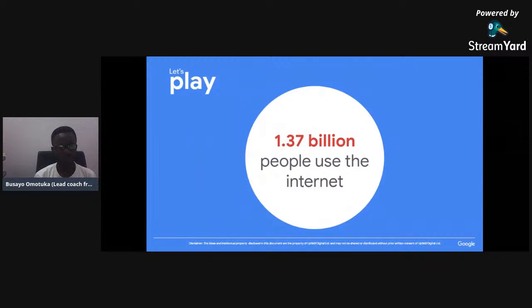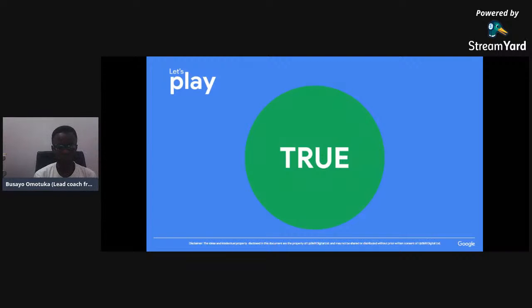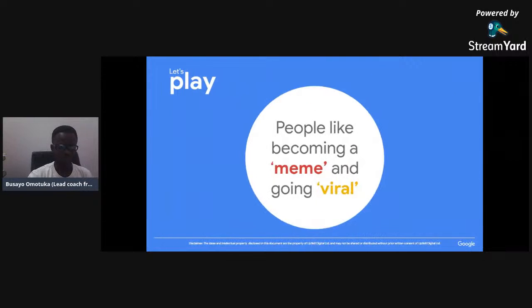1.37 billion people use the internet. True or false? So I want us to put what we think in the comment box, if it is true or if it is false. So I'm going to reveal the answer. So it's actually true. That confirms that there are a lot of people on the internet already, and more people are still going to join as we move further into the 21st century, because the internet is an awesome place to be. Let's look at another one.